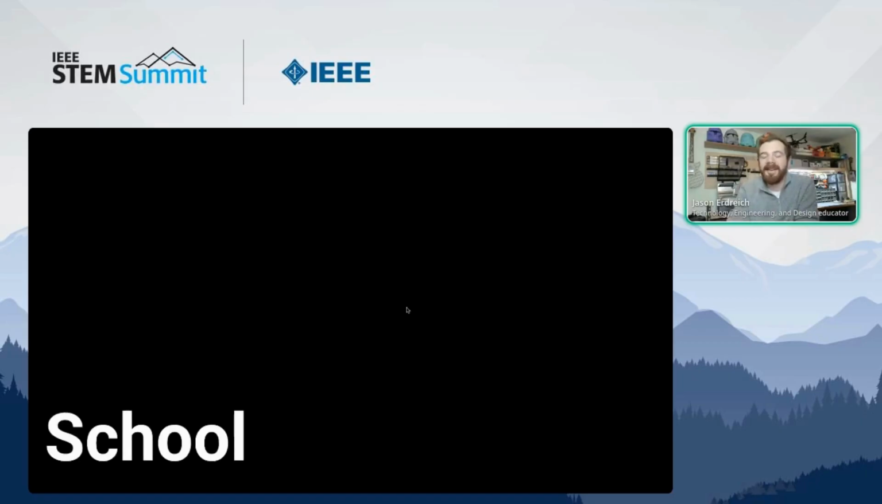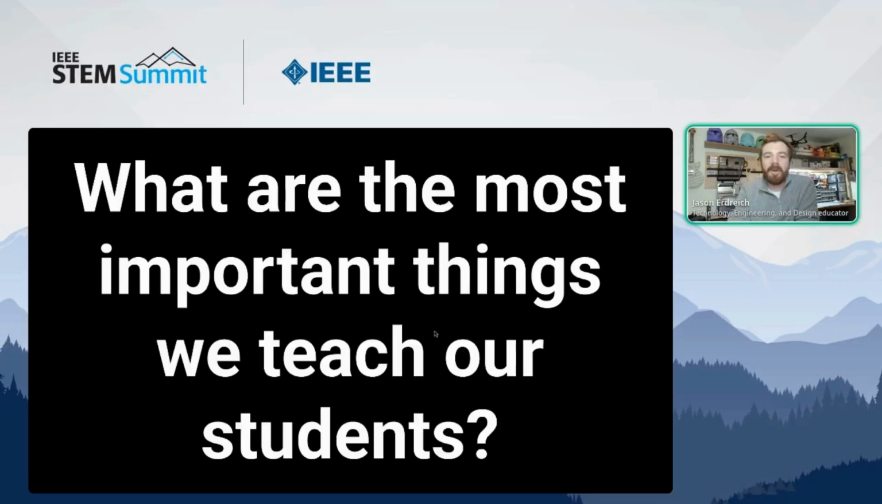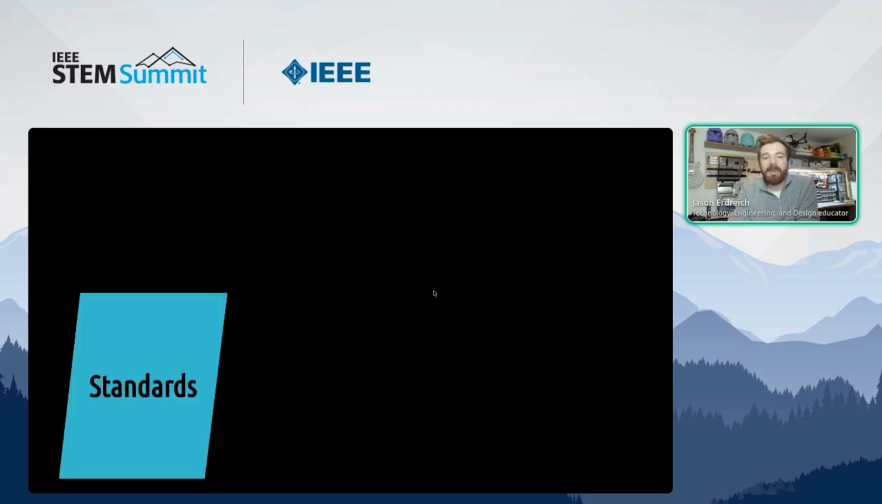But before we get into design thinking, let's just take a broader perspective at what is school, right? Or more importantly, what are the most important things that we teach our students? This is debatable, and we could have a little bit of a debate in the chat about what you think the most important things you teach your students are. But your state or your country or your county will probably say it's the standards, the learning outcomes and objectives that your students need to be able to meet by the end of a certain grade band.